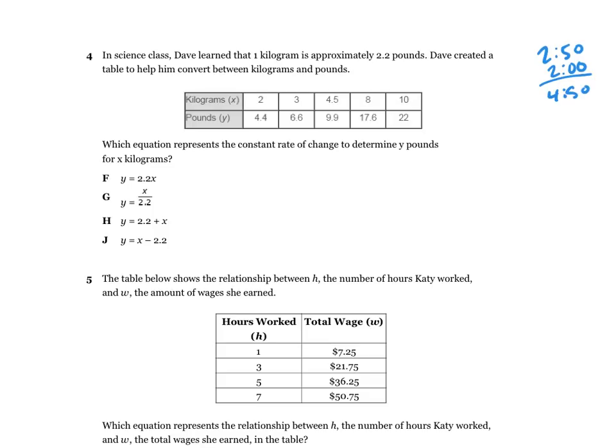Number 4, it says in science class, Dave learned that 1 kilogram is approximately 2.2 pounds. Y'all struggled with that on the last unit test for some reason. This is our known right here. That's a given to you. It's going to show up on the review here in a minute. Dave created a table to help him convert between kilograms and pounds.